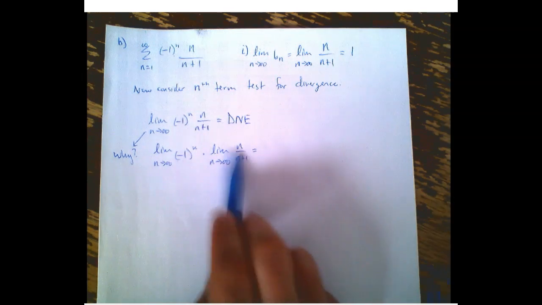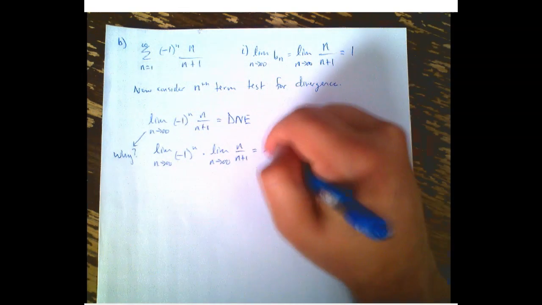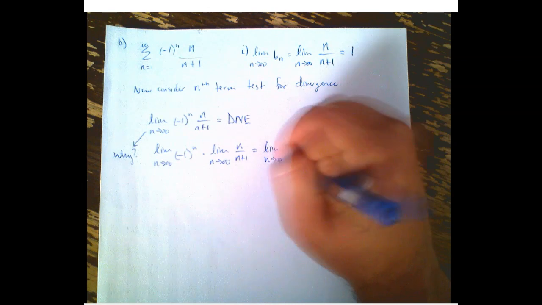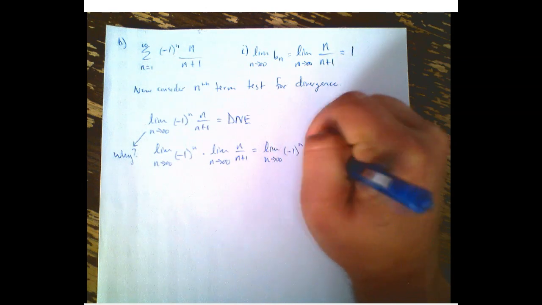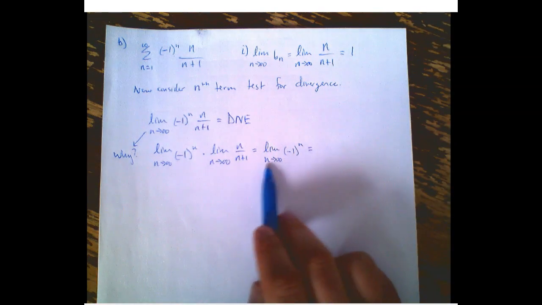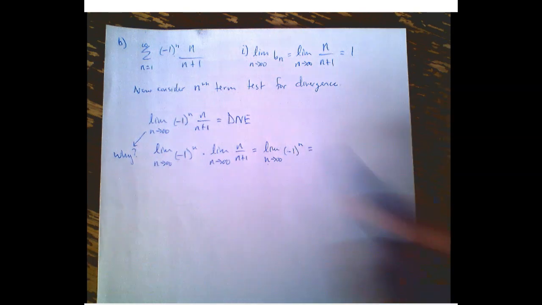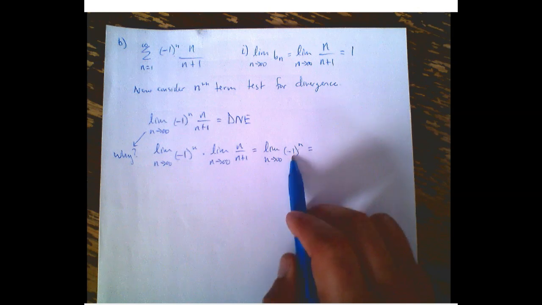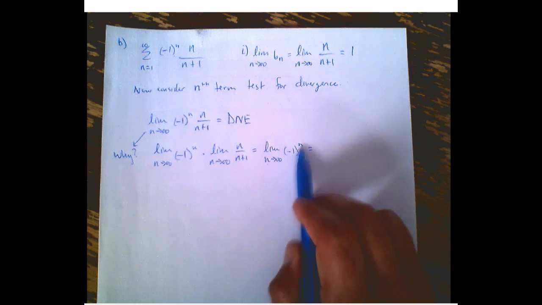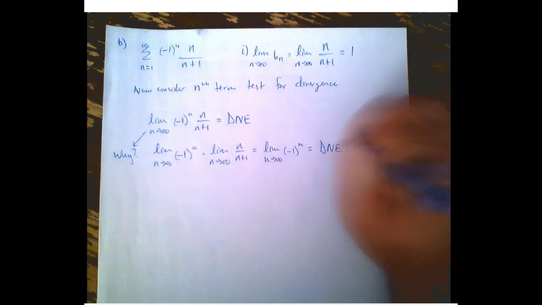Well, you can see here this guy goes to 1, so we're just dealing with the limit as n goes to infinity of -1 to the n. Now, for certain values of n, this is +1, and for certain values of n, this is -1. So the limit does not go to the same value from the left and the right-hand sides. It does not approach a particular value. That's why it does not exist.